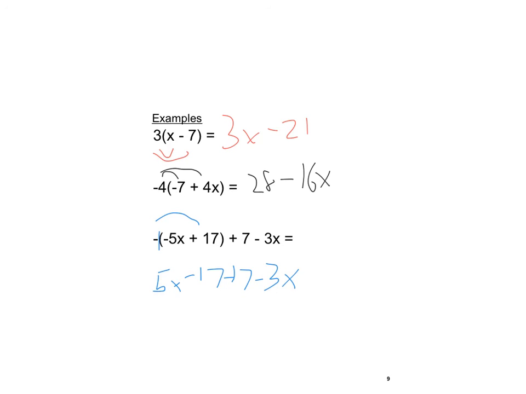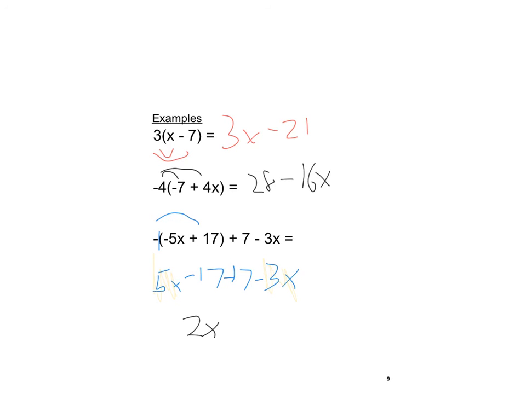Okay? Now we have to think about our like terms. So the like terms here would be the x's. So we have a positive 5x and a negative 3x. So it's 5x minus 3x, which is like saying 5 apples minus 3 apples. And we have 2 apples left, so we just have, in this case, 2x left. So that would be 2x.